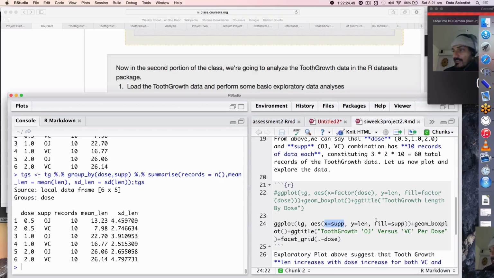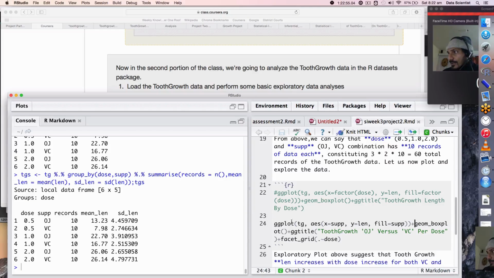So I said this, and then I said fill by supplement. What will that do? It will give colors based on how the supplement changes, so for different supplements, the color will be different. Then I want to plot a box plot. Somebody else had done lines or points, but I'm doing a box plot, and then I'm giving it a title, and then I create grids. I want to do a separate one, so I say create grids by dosage.